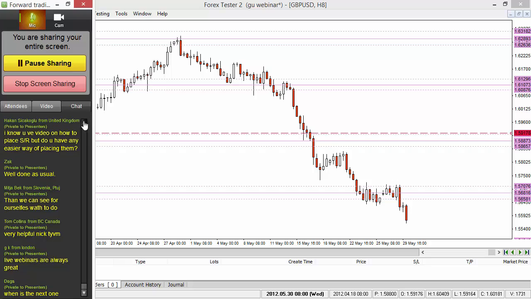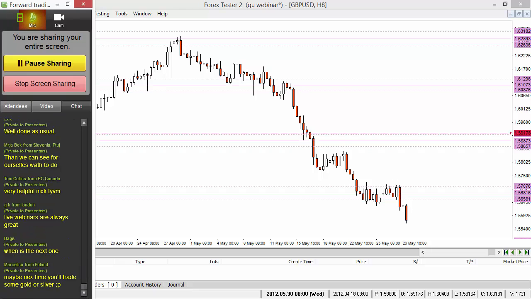Someone's talking about placing support resistance areas. Actually, there is a bit of an easier way of placing them, but we can discuss that some other time.